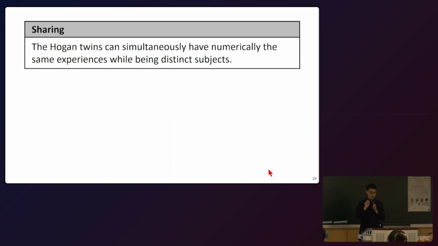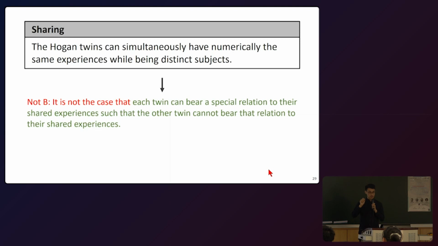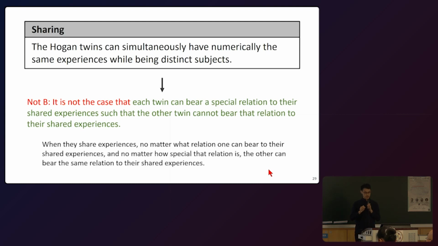The second claim says the Hogan twins can simultaneously have numerically the same experiences while being distinct subjects. This seems to entail that it's not the case that each twin can bear a special relation to their shared experiences such that the other twin cannot bear that relation to their shared experiences. And that's called not B. The sharing thesis seems to entail not B because when they share experiences, no matter what relation one can bear to their shared experiences, and no matter how special that relation is, the other can bear the same relation to their shared experiences, precisely because the experiences are shared.